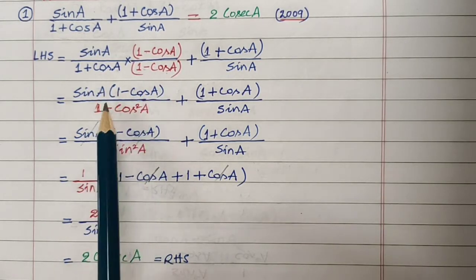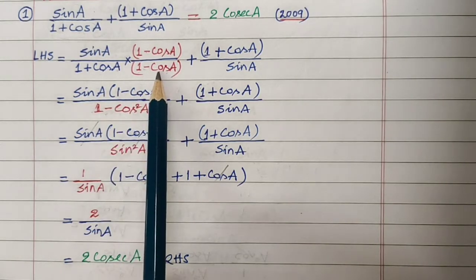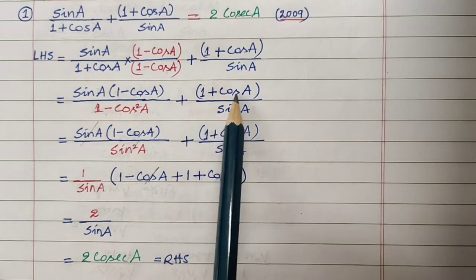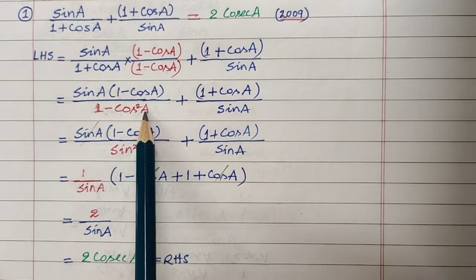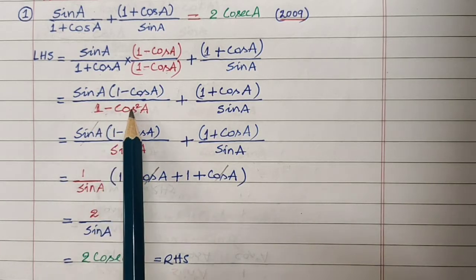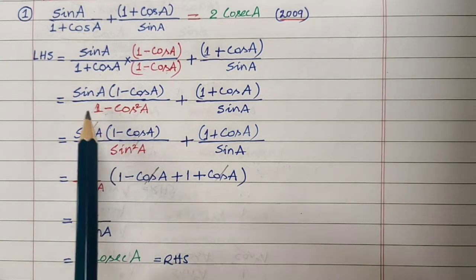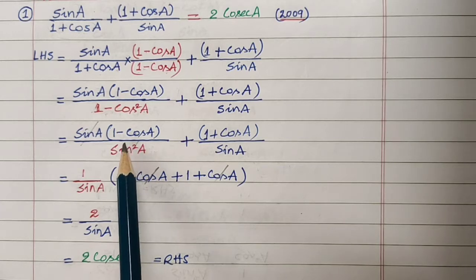A square is 1 square, that is 1. B square is cos square A, and the rest we are keeping as it is. Here 1 minus cos square A is sin square A, because 1 is equal to cos square A plus sin square A. Therefore 1 minus cos square A is equal to sin square A. We have sin A in the numerator, sin square A in the denominator. Sin A will get cancelled with one of the sin A, so we are left with 1 divided by sin A.